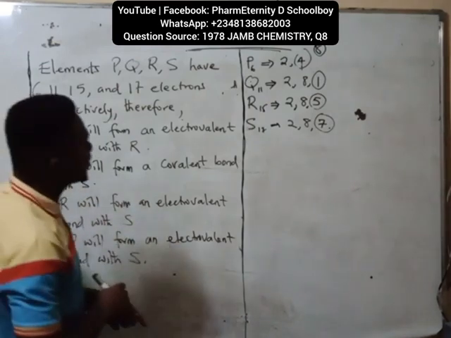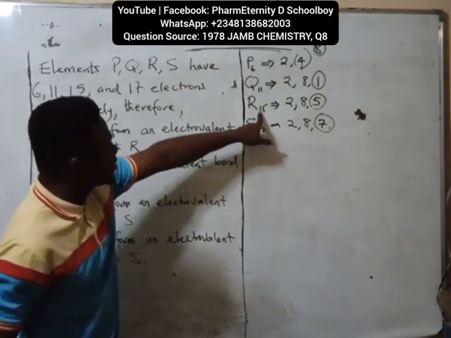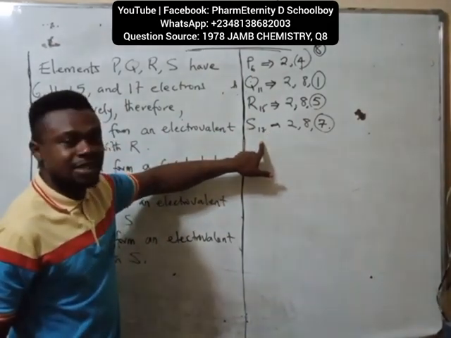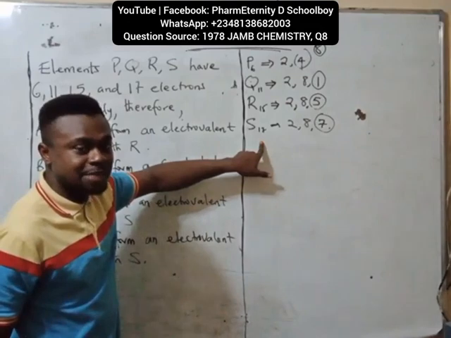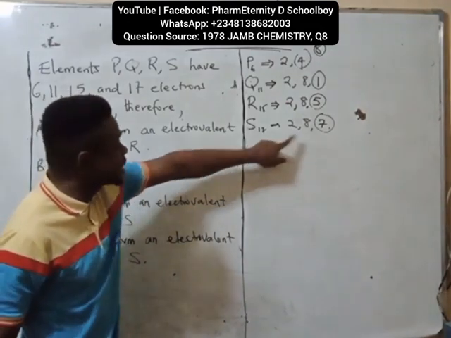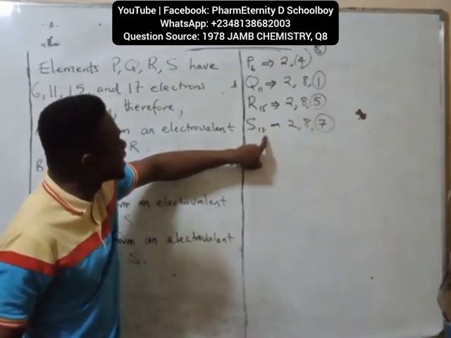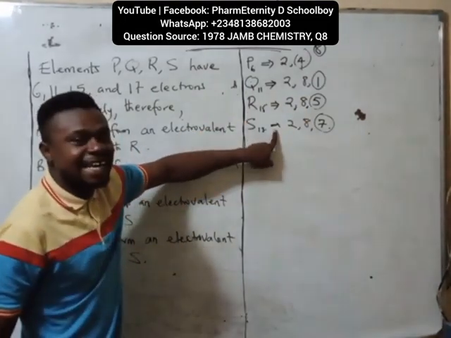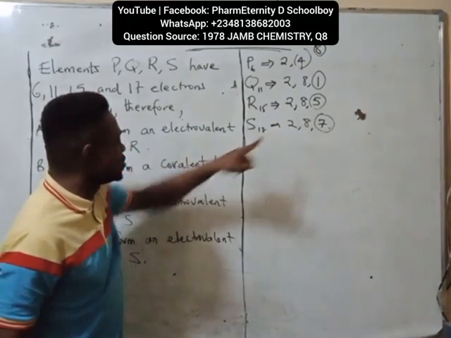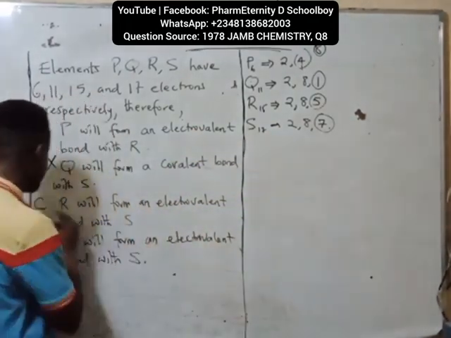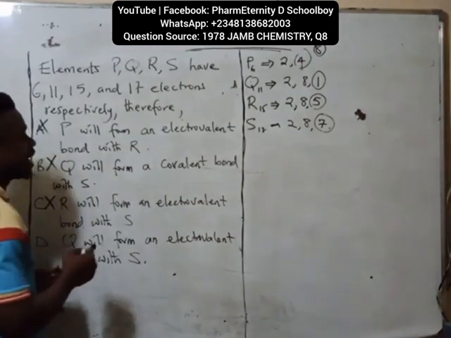Let's look at R. This is R. This is S. Remember, electrovalent bond has to do with what? Transfer of electron and acceptance of electron. This can accept, but this cannot transfer. So this and this cannot form an electrovalent bond because in electrovalent bond, there's transfer and acceptance of electron. So the electrovalent bond is not possible between R and S.